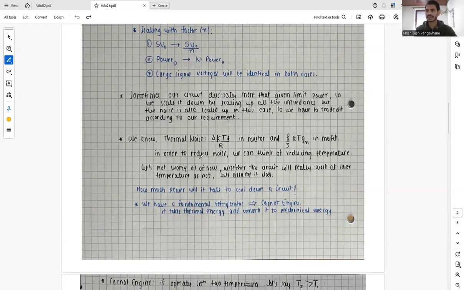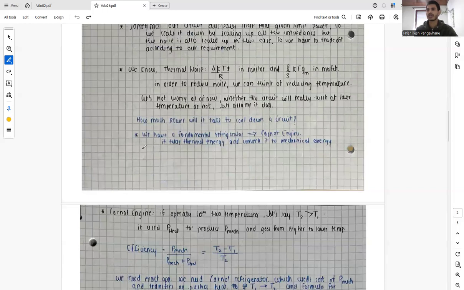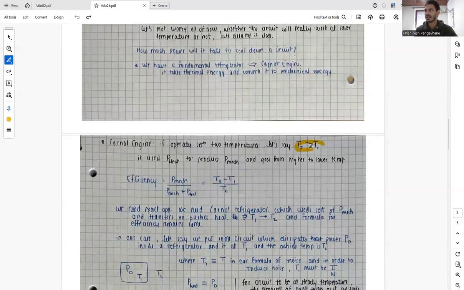And basically it takes thermal energy and converts it to mechanical energy. So there is a concept where let's say we have a higher temperature T2 and a lower temperature T1, and it operates between the two temperatures. It uses the power from heat to produce power in mechanical form, and it goes from higher to lower temperature.